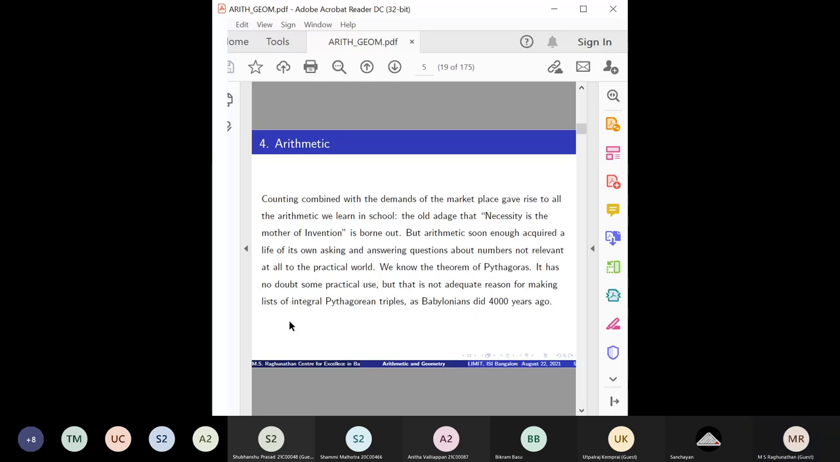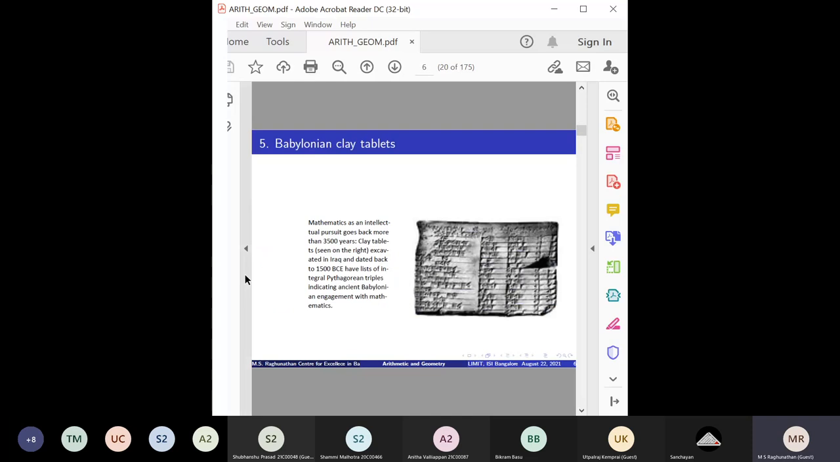I mean, if you want to use the theorem in practice, particular numbers are involved, and you just try and see if they satisfy the condition you want. But these people wrote down Pythagorean triplets of integers 4,000 years ago. And here is the clay tablet, which displays all those Pythagorean numbers. So this shows that mathematics as an intellectual pursuit goes back more than 3,500 years.